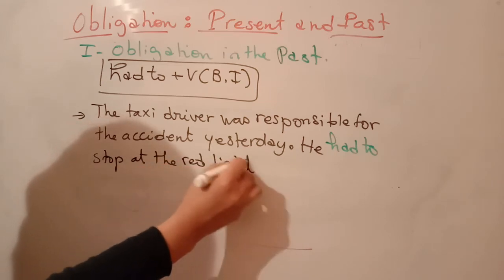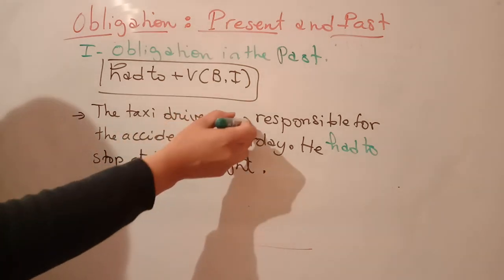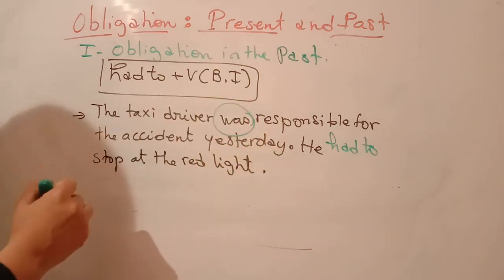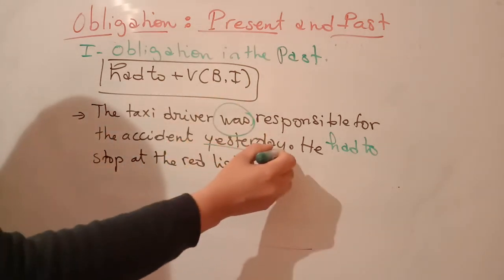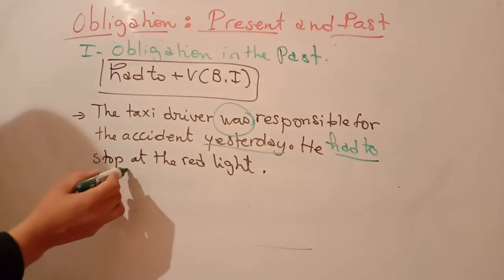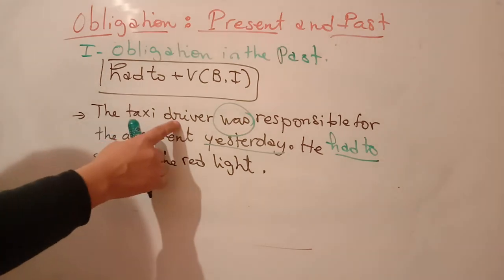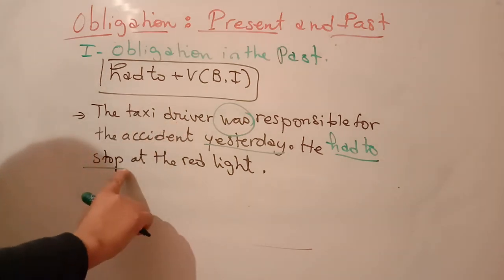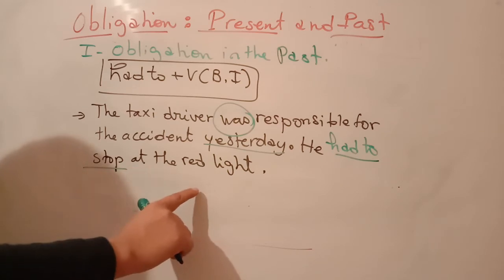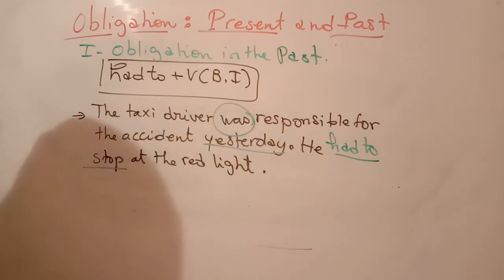light. Okay? So as you see here, the situation is past. We have the past tense and the time indicator of the past. That's why we are using had to plus verb bare infinitive. So since the taxi driver didn't respect the red light, he had a terrible accident. So this is obligation in the past.